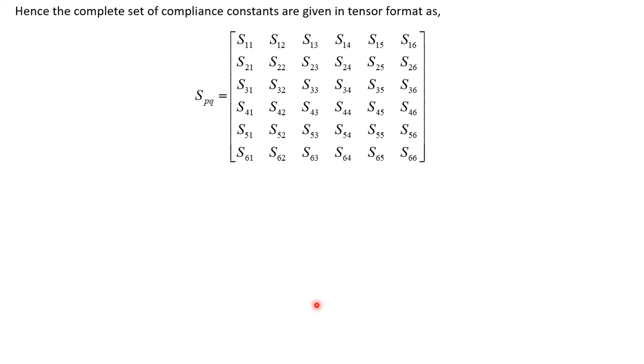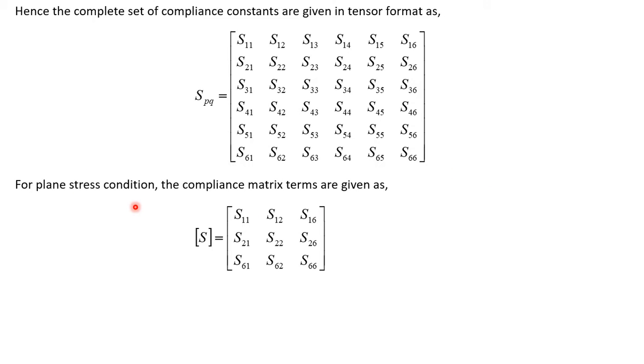And this tensor is given in this format. So these are all compliance constants, as you can see, just now we have seen in the equation. For plane stress conditions, we will be talking about a plane sheet of material. In this case, many of the compliance constants will be cancelled out because we have only 1 and 2.